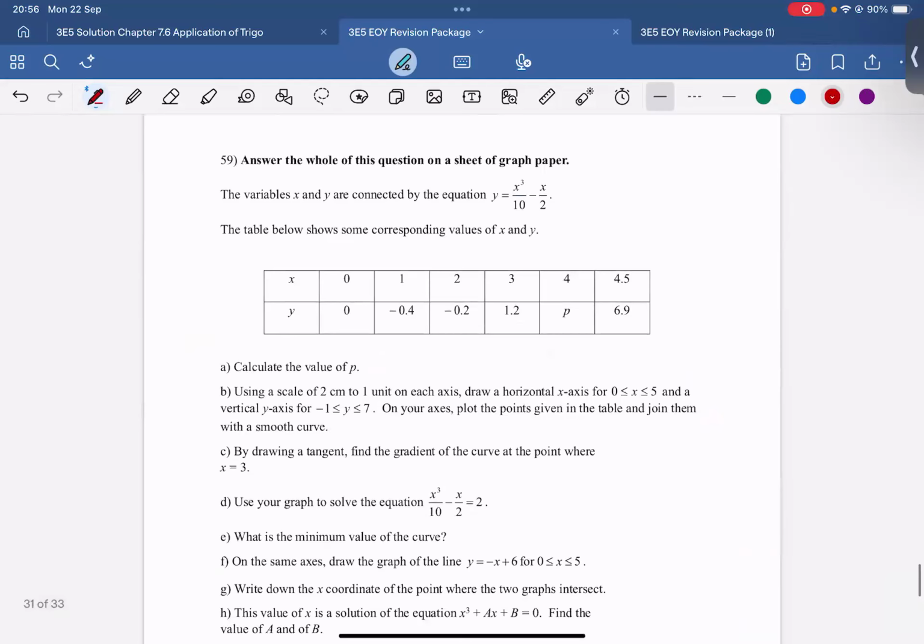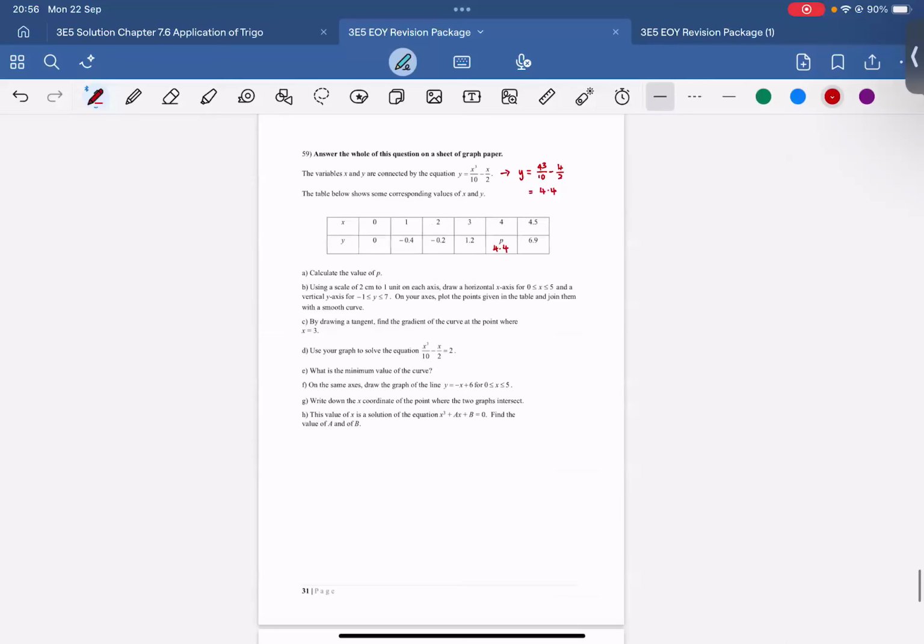The variable is, find p first. So how to find p? We put the 4 into the equation here. y equals 4 cubed over 10 minus 4 over 2. 6.4 minus 2, 4.4. Okay, so p is 4.4. Using this scale, plot nicely.